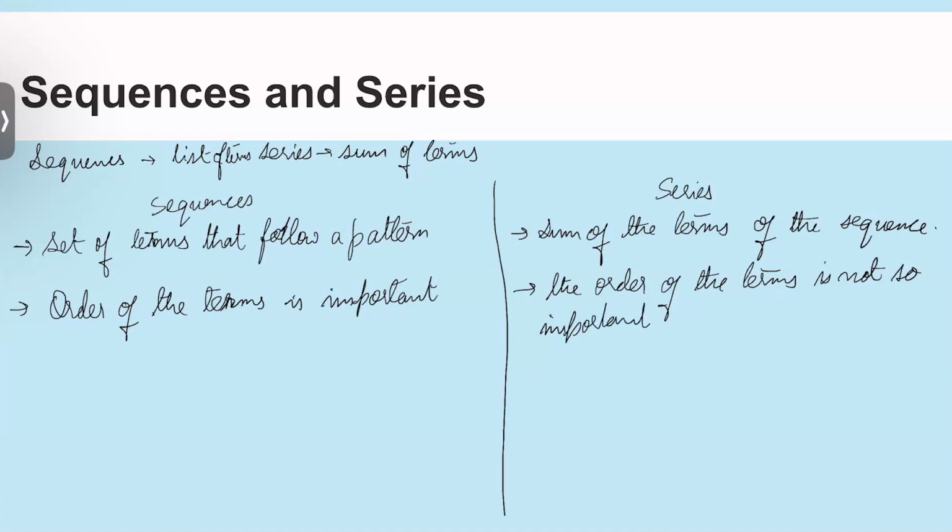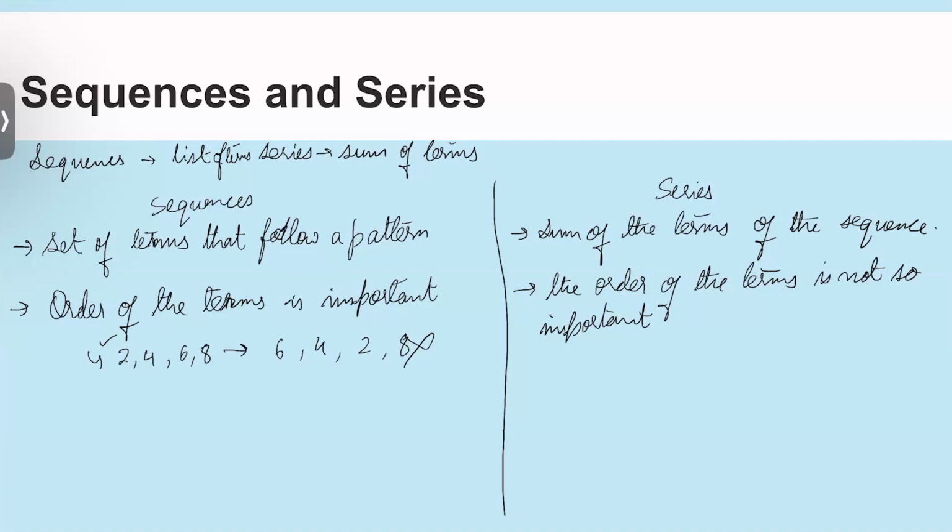Suppose we write 2, 4, 6, 8. This cannot be represented as, say, 6, 4, 2, 8. This is not acceptable. This is how we write the order of the sequences.